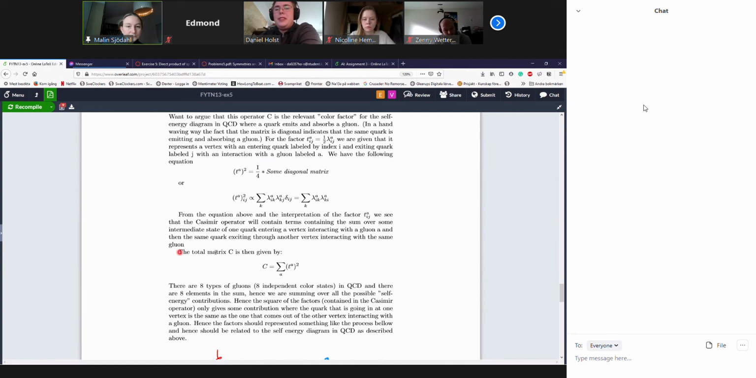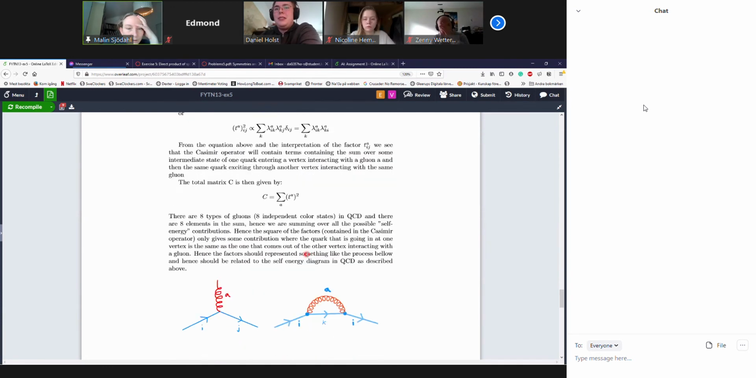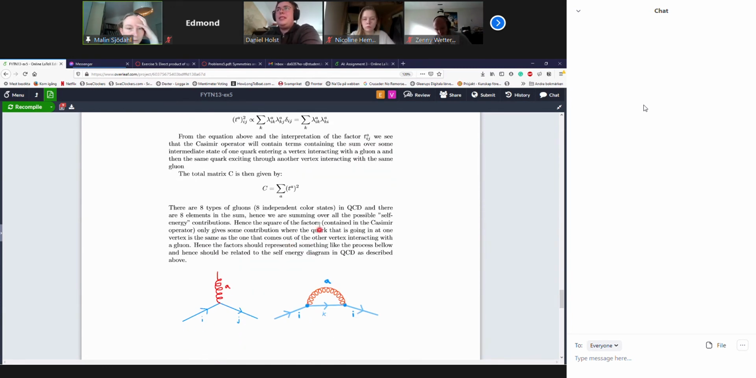And of course, the total matrix C is then the sum where we sum over all these A's. And I guess we have 8 types of gluons, or there are 8 independent color states in quantum chromodynamics. And there are also 8 elements in the algebra. So in some sense, we are summing over all the possible contributions from different gluons, I guess. Yes, indeed, the gluons correspond to the different A's there.